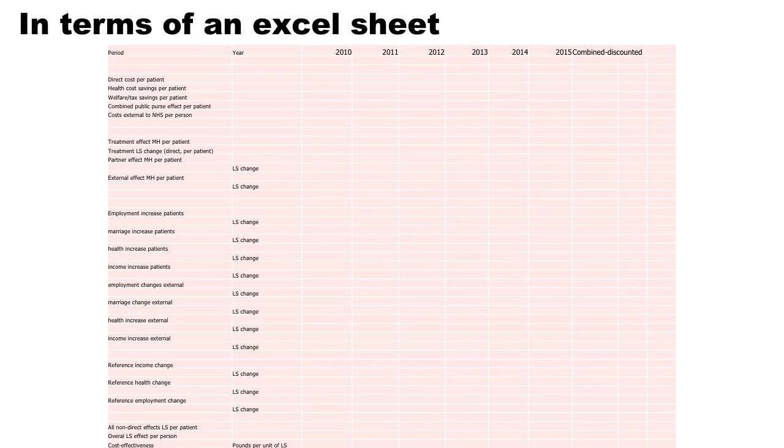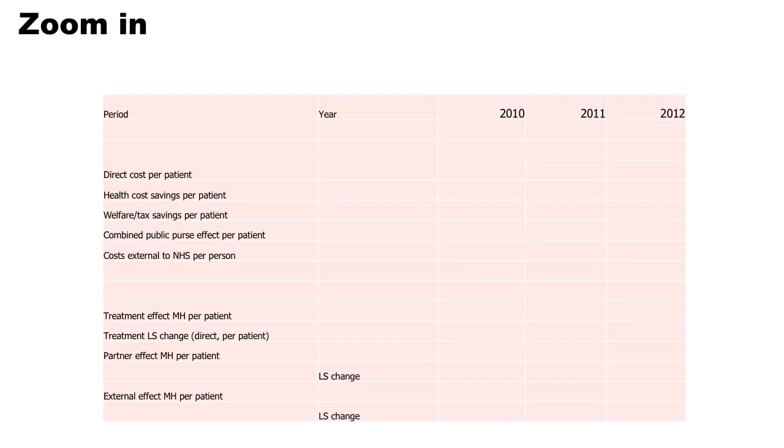Now then, in terms of our famous Excel sheet, if you do this for this cross-cutting example, you're going to get a much bigger one. I don't expect you to be able to read all these, but effectively we're now going to have to equivalize the life satisfaction effect of all kinds of changes. So life satisfaction effect of income changes, employment changes, reference health, reference income, all kinds of stuff.